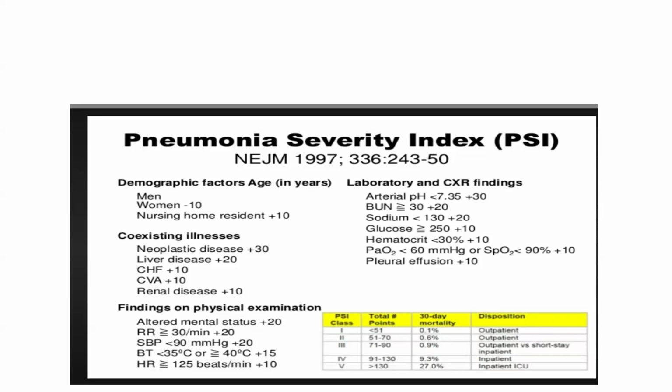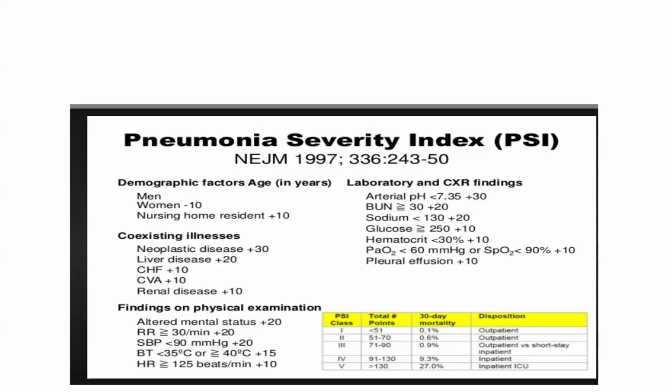Then according to the lab and chest X-ray findings, if arterial pH less than 7.35, 30 points. Blood urea nitrogen more than 30, 20 points. Sodium less than 130, 20 points. Glucose more than 250, 10 points. Hematocrit less than 30%, 10 points. PaO2 less than 60, 10 points. And if there is presence of pleural effusion, then 10 points.